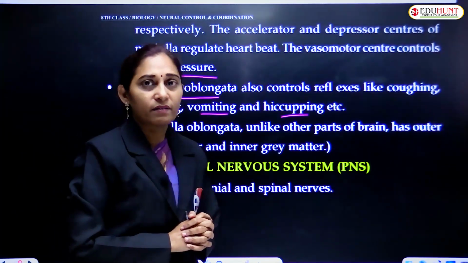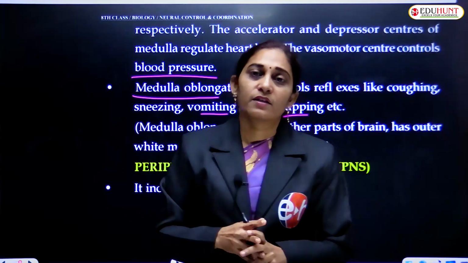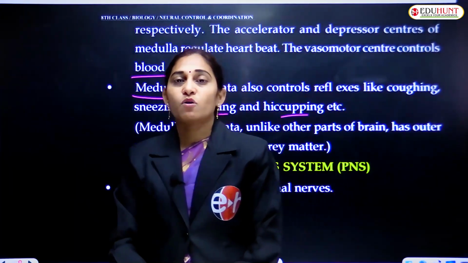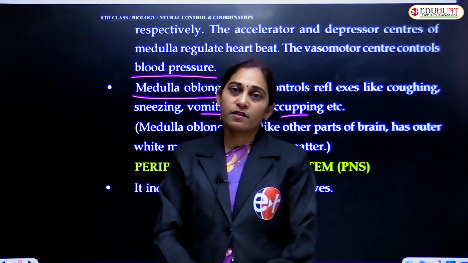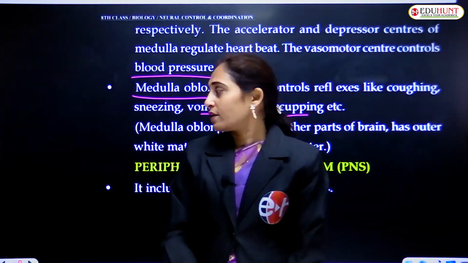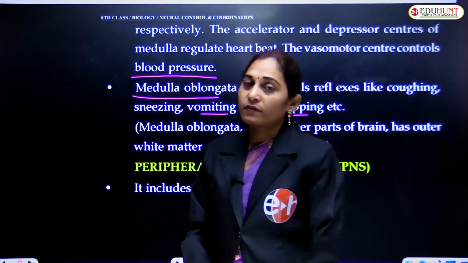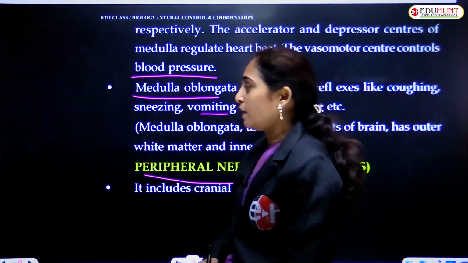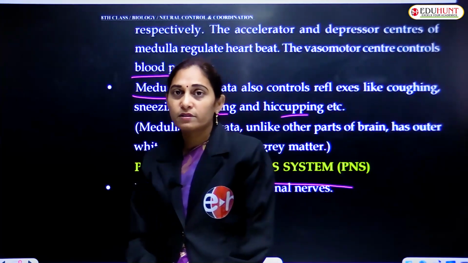So with that, we have finished the structure of the brain and even the functions of the brain. In the next session, we'll discuss in detail the second type of nervous system, that is, the PNS, peripheral nervous system.